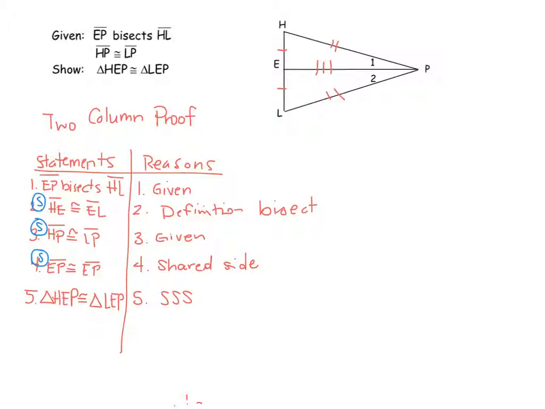All right, so that's the basic idea behind a 2-column proof. Let's move on to another example on the next page.